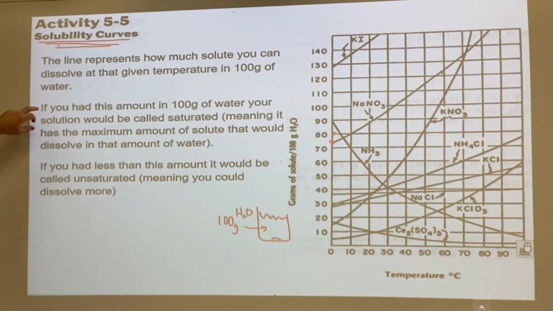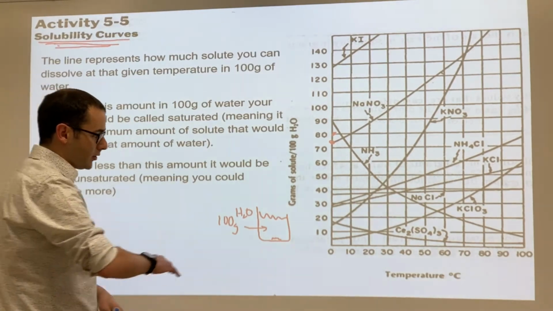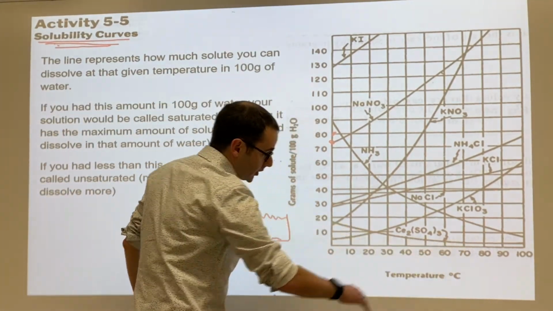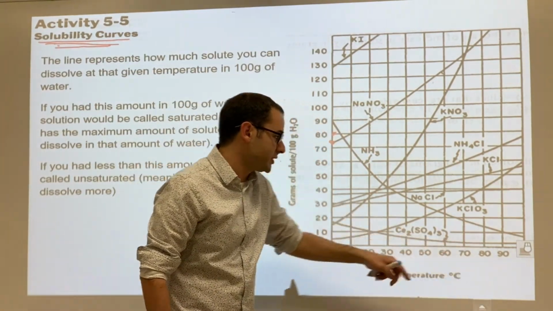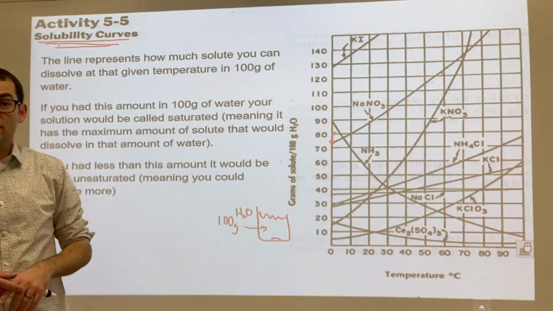So over here it just says, if you had this amount in 100 grams of water, your solution would be called saturated, meaning it has the maximum amount of solute that would dissolve in that amount of water. If you had less than this amount, it could be called unsaturated, meaning you could dissolve more. Okay, and then across the bottom is temperature. What do you notice for sodium nitrate as the temperature increases? What happens to its solubility?